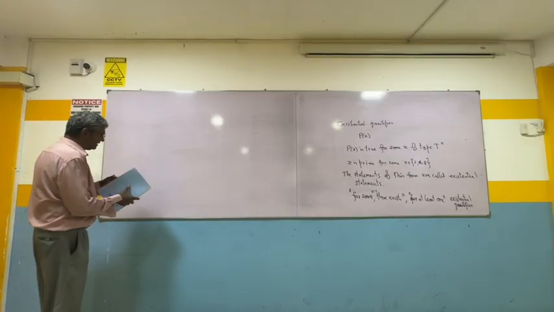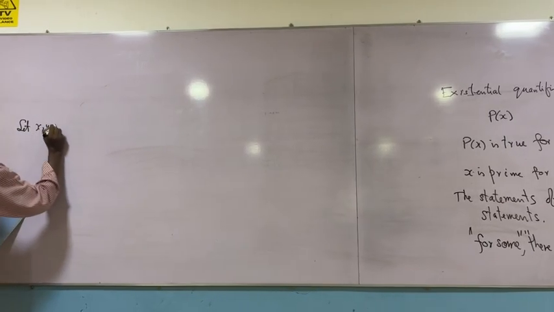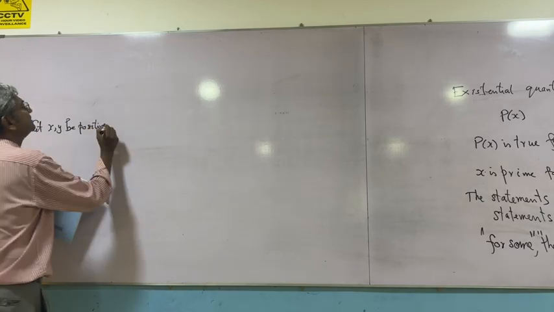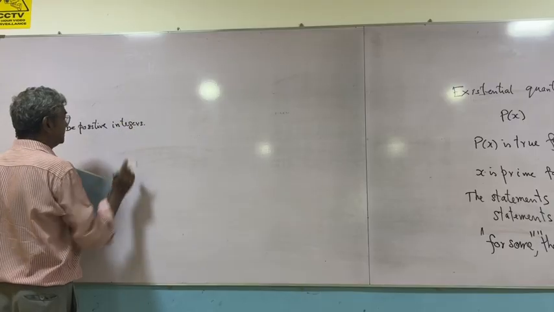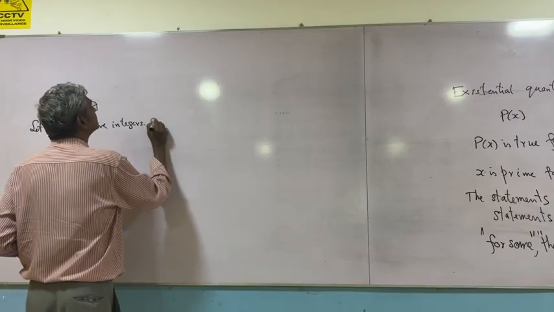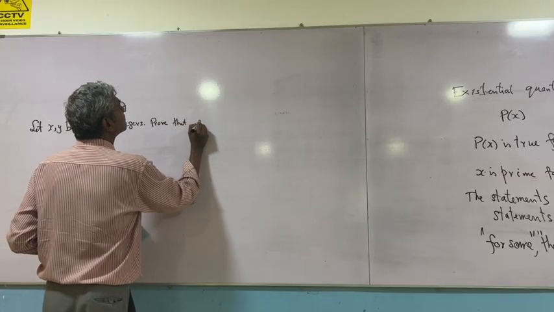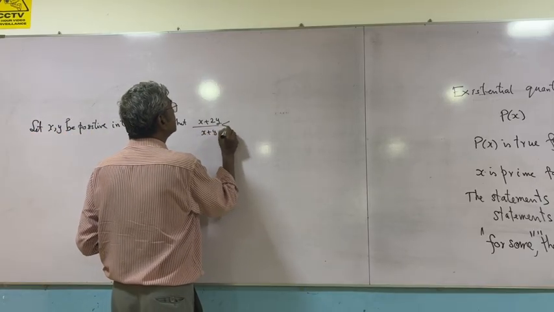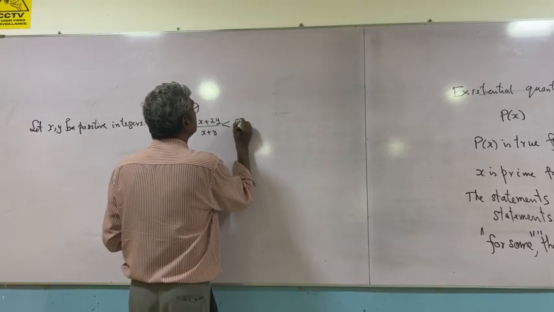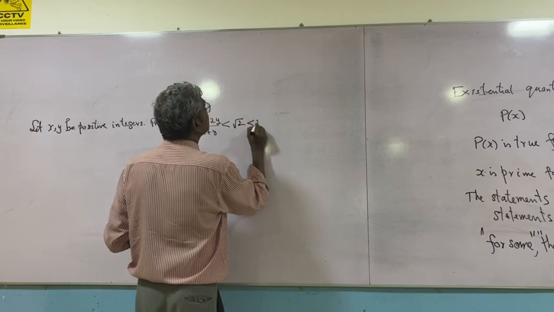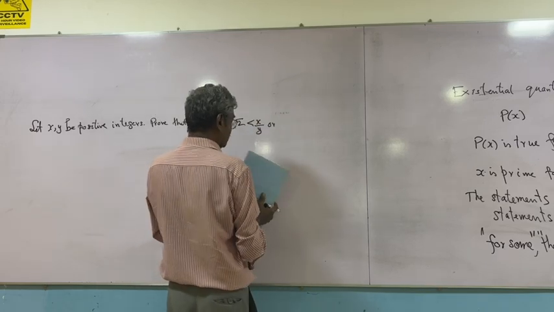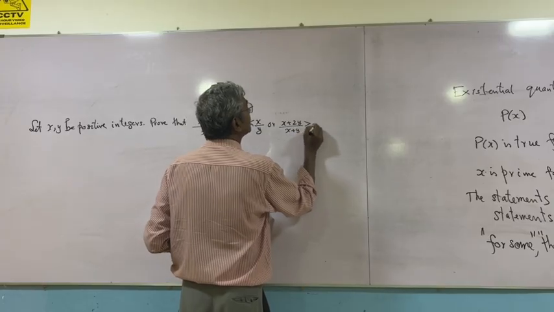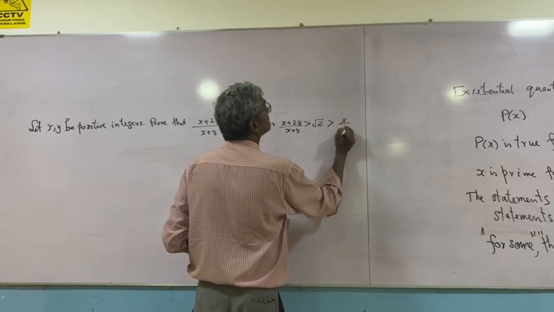Otherwise, just listening to, let x, y be positive integers. Prove that (x plus 2y) divided by (x plus y) is strictly less than root 2, strictly less than x over y, or (x plus 2y) divided by (x plus y) greater than root 2, greater than x over y.